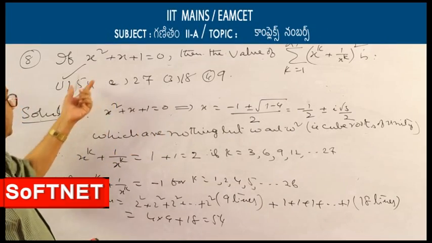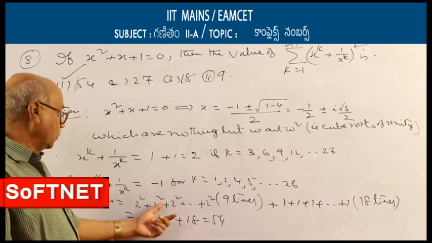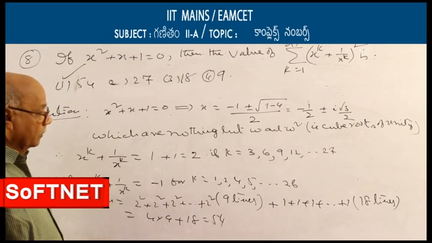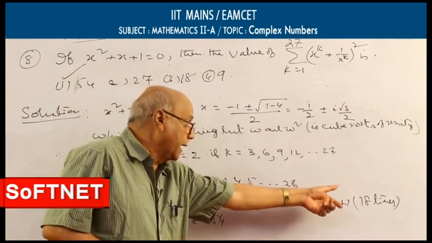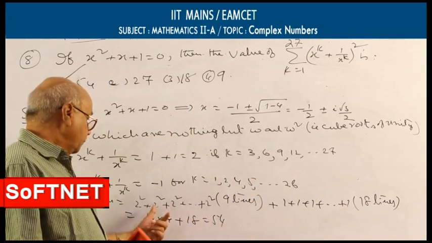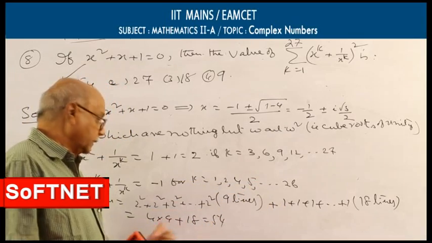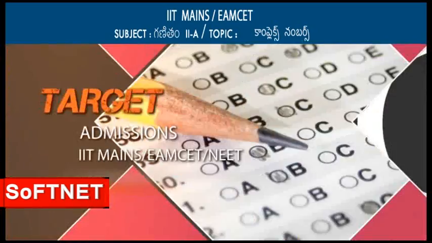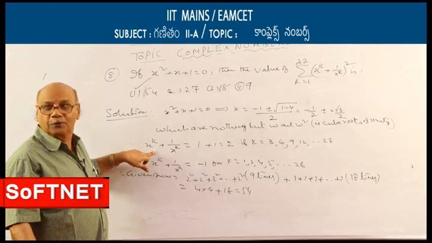So here this is simply 2 square plus 2 square plus 2 square, etc., and this is again 1 plus 1 plus 1, 18 times, which is 4 into 9 plus 18 into 1, which is nothing but 54. If k is a multiple of 3, x power k is equal to 1.